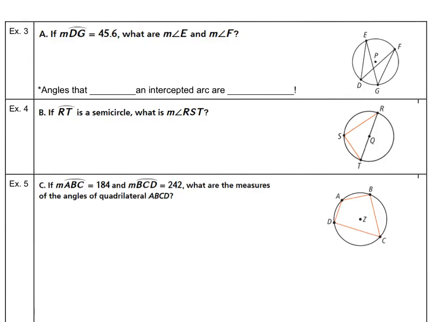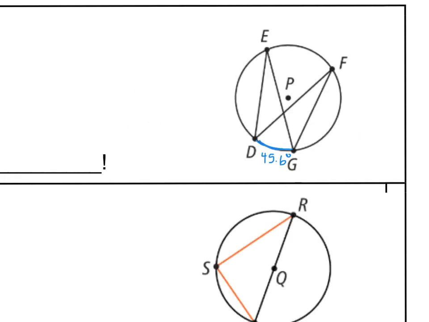In example 3, it says if the measure of arc DG is 45.6, what are the measures of angles E and F? Let's take a look at our picture. We know that the measure of arc DG is 45.6, and we're asked to find the measure of angles E and F. So I'm going to start with angle E. My point is on the circle, and the two sides that create the angle are ED and EG. To find the measure of angle E, remember the angle is simply half the intercepted arc.